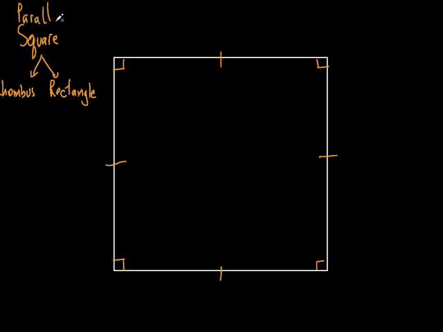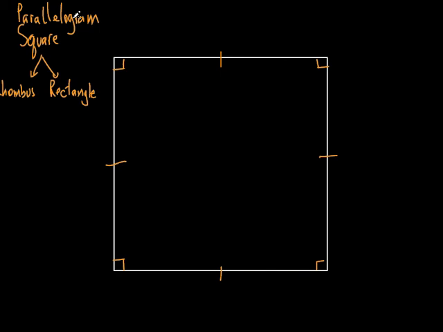All right, so here's kind of like the hierarchy of these different figures. Start off with a parallelogram, and then a special type of parallelogram is a square. And guess what a square is? A square is actually a rhombus and a rectangle. So a square is a bunch of stuff. Let's think of all the fancy math words that we can muster, okay?